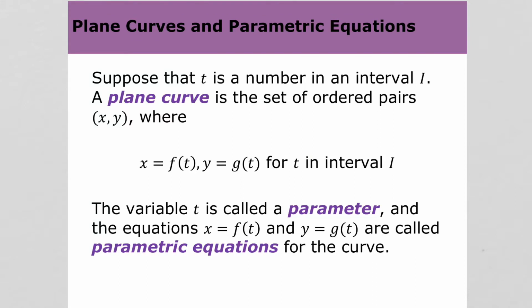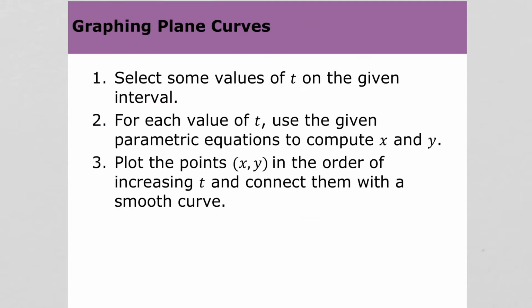Suppose that t is a number in an interval I. A plane curve is the set of ordered pairs (x, y), where x is f of t and y is g of t for t in interval I. The variable t is called a parameter, and the equations for x and y are called parametric equations. So we're separating out the x and the y to factor in another variable t. And t is usually time.